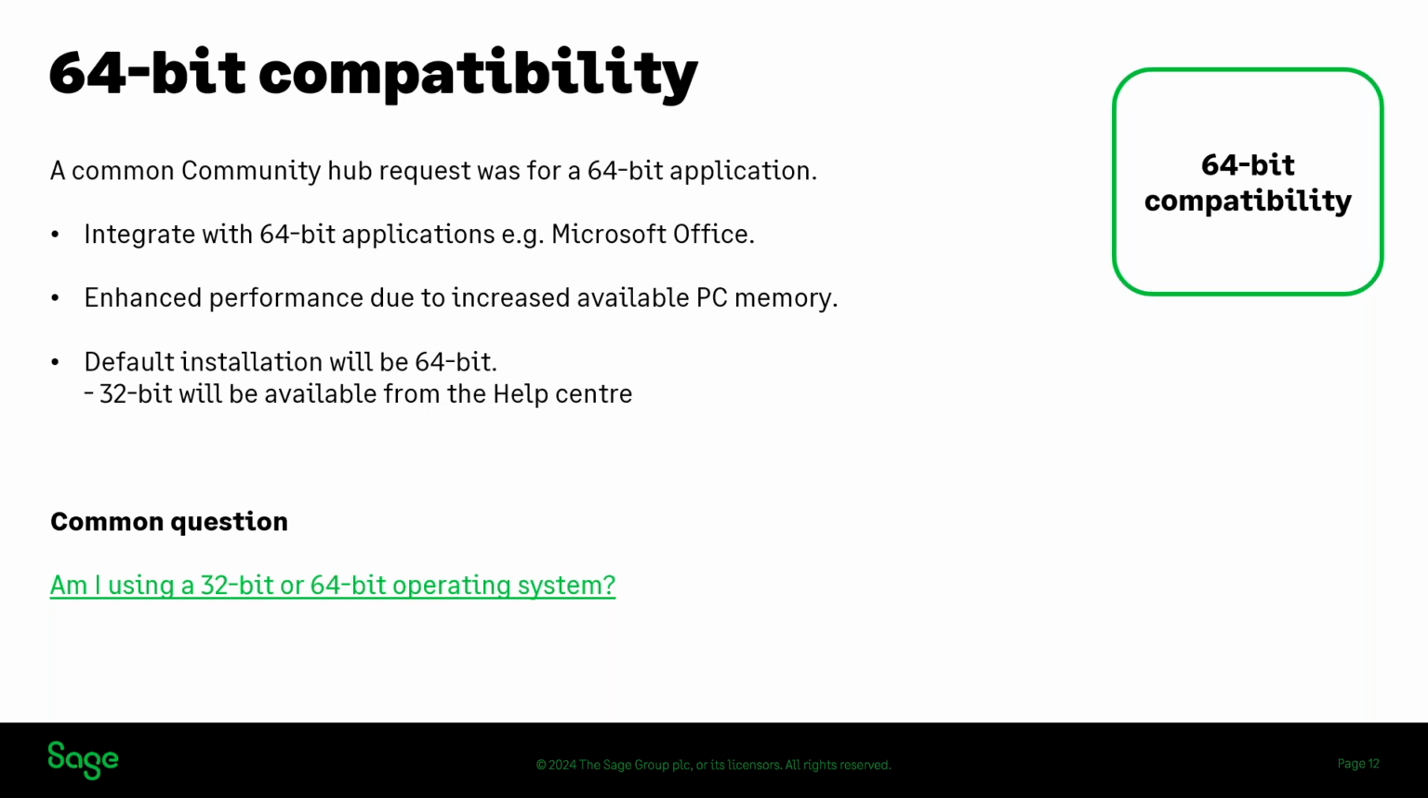Also to note, there will no longer be automatic updates or update prompts in your software if you're still using a 32-bit version of Sage 50 Accounts. Updates will still be available, but they will have to be installed manually, whereas 64-bit will be given a prompt. Now, a common question we get is, how do I know which one I'm using? Am I using 32 or 64?